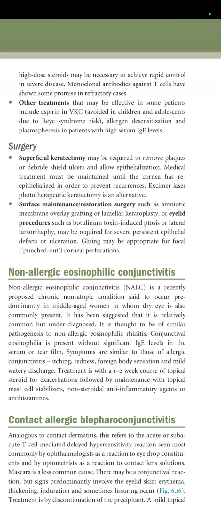Other treatments that may be effective in some patients include aspirin in adults, avoided in children and adolescents due to Reye syndrome risk, allergen desensitization, and plasmapheresis in patients with a high serum IgE level. So these can also be used.